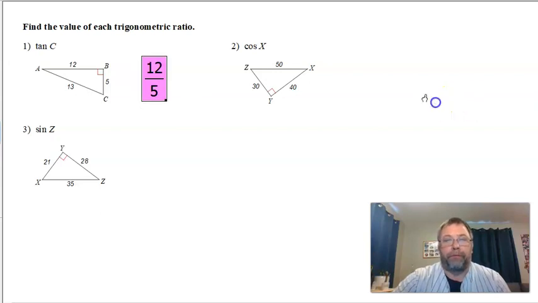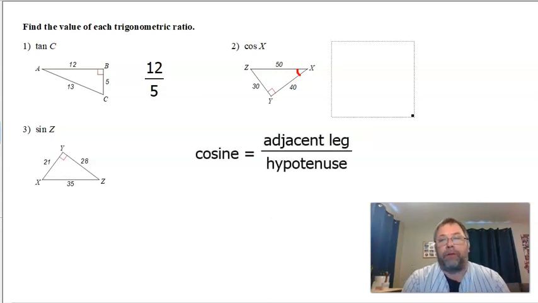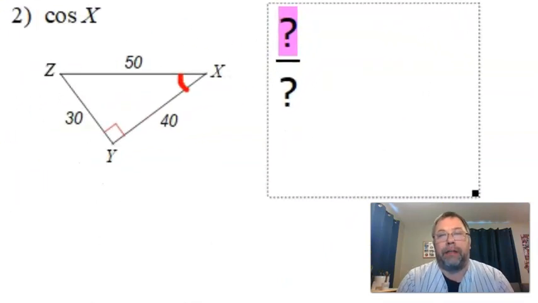Number 2. The cosine of x. Angle x is right there. And now the question is, what is the cosine of that angle? Once again, from the last video, you should know that cosine means the adjacent leg divided by the hypotenuse. So I need to make another fraction on this one. The adjacent leg will go on top. The hypotenuse will go on the bottom.